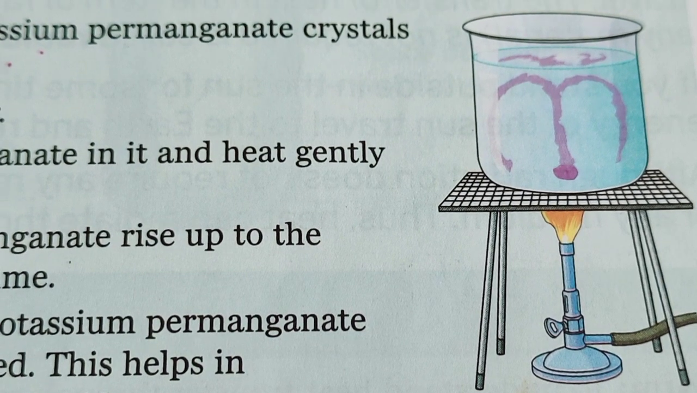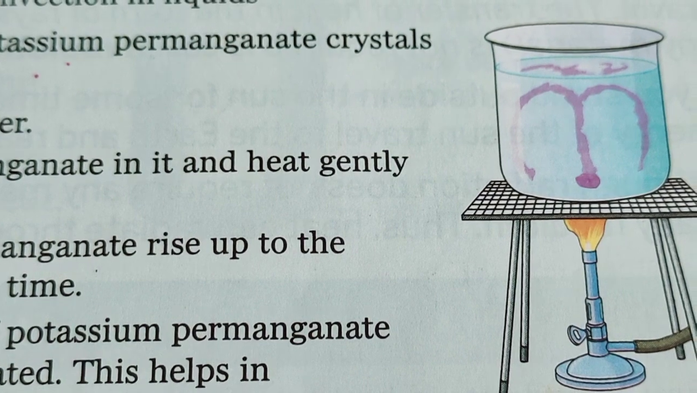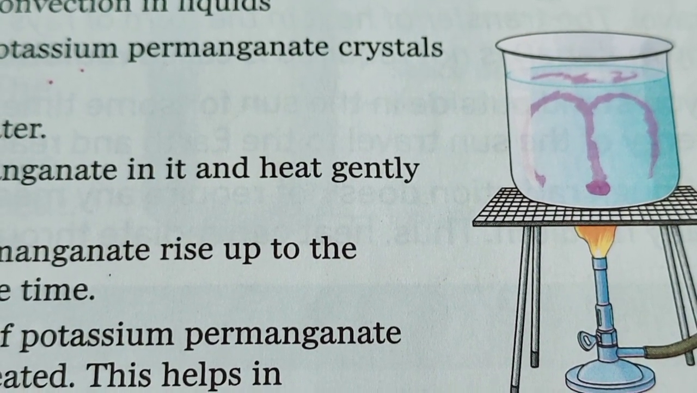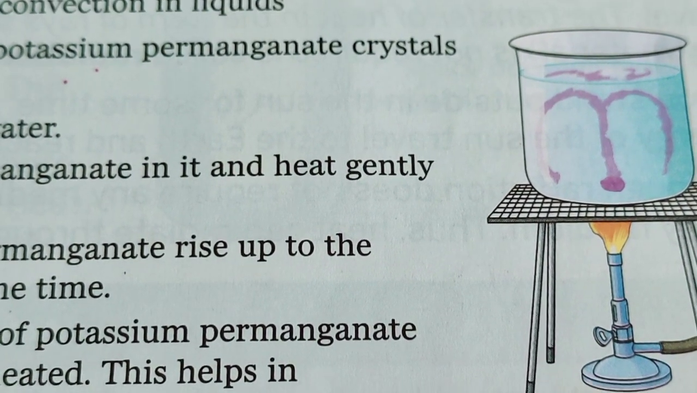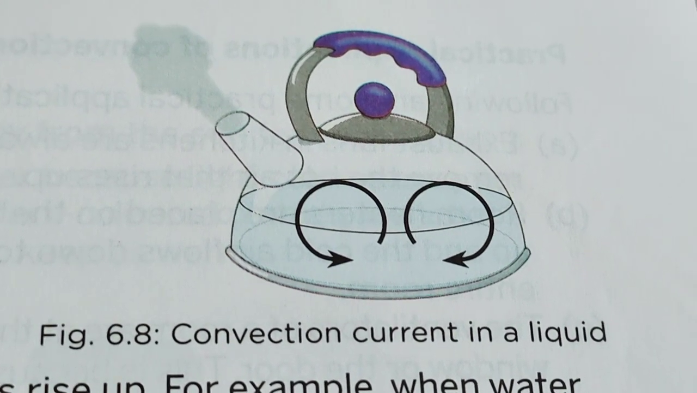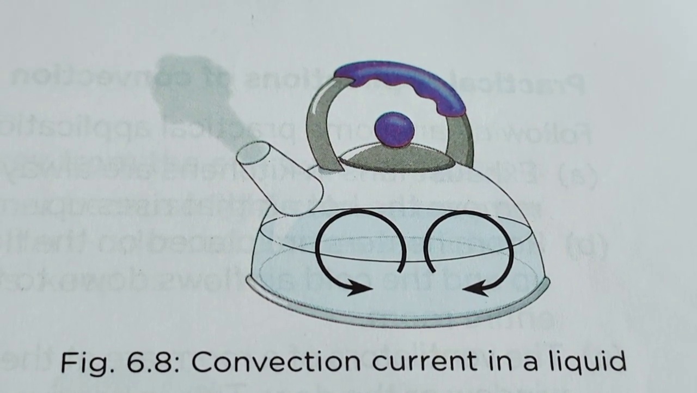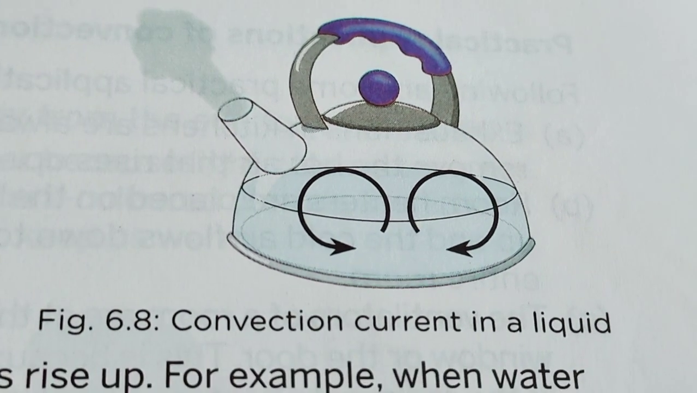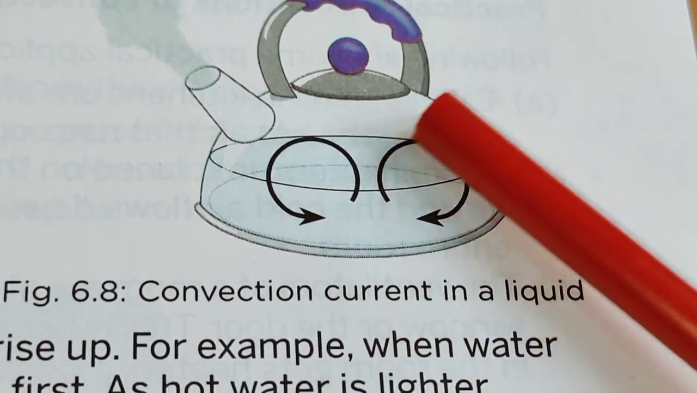In this figure, you can see how the water molecules show the cyclic movement, which is clear due to the presence of purple colored potassium permanganate crystal. Not only in laboratory, we can see in our daily life at home as well. While you are boiling some water in a transparent container, you can easily see the cyclic movement of water molecules in this pattern.